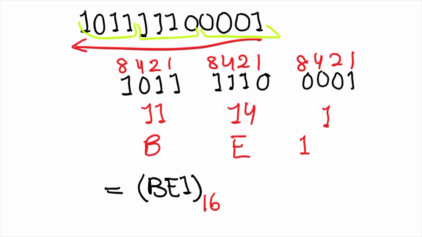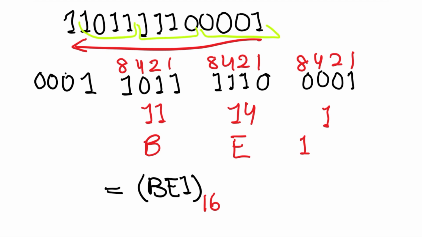But what if the binary numbers have an odd number of bits? For example, if we add another one before that number, we're going to see that our 1 would be left alone. So what would we do in that case? What we will do in that case is write zeros in front of that number to make it a group of 4.